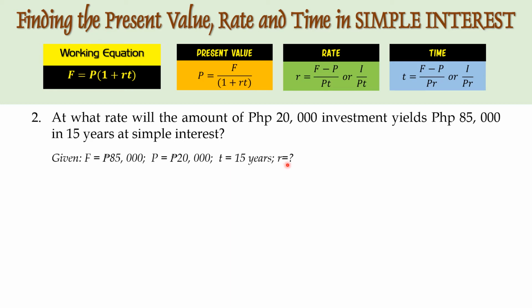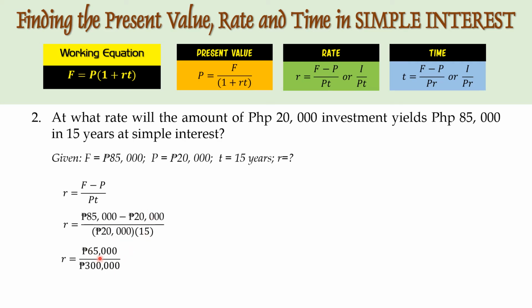Ito yung hahanapin natin. So, copy the formula and then plug in the values on each variable found in the equation. So, future 85,000, principal or present value 20,000, then that's it. Then, subtract the two, then multiply the two in the denominator. So, we're gonna have 65,000 pesos in the numerator and 300,000 pesos in the denominator. So by dividing these two, it will yield a result which is equal to 0.21666667 or 21.67%. As simple as that.